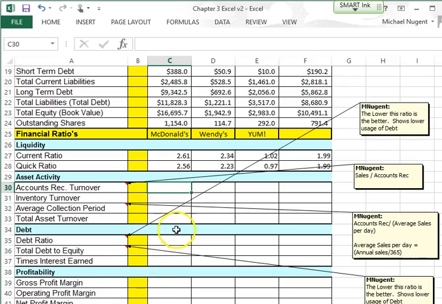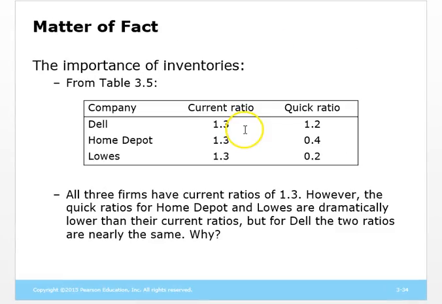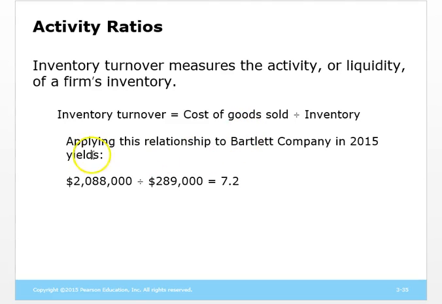Okay, so if we look at, well actually, I don't know if this is the next slide. Let's see. I'm going to go order the slides. We're going to do inventory turnover first. Sorry. So cost of goods sold divided by inventory.